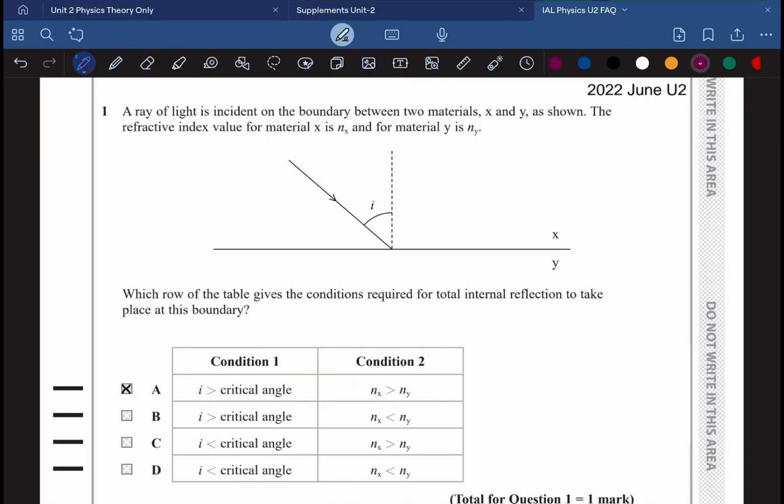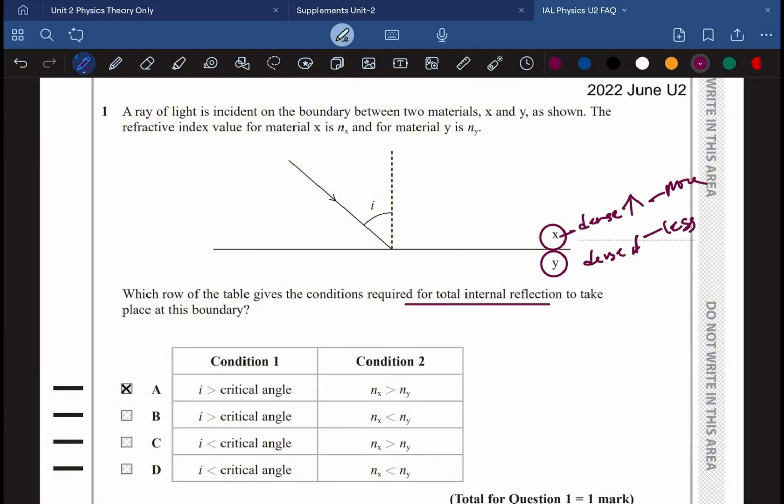Now this question assesses your understanding of total internal reflection. It says a ray of light is incident on the boundary between two materials X and Y as shown. The refractive index value for X is Nx and for material Y is Ny. Which row of the table gives the conditions required for total internal reflection? We know if a ray is moving from X to Y, for total internal reflection, it should be moving from a more dense medium to a less dense medium, right? It should be moving from a more dense medium to a less dense medium. This is the first criterion.